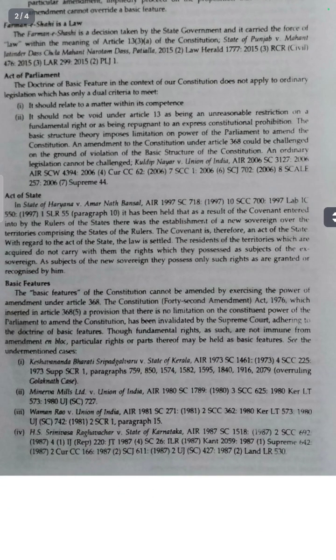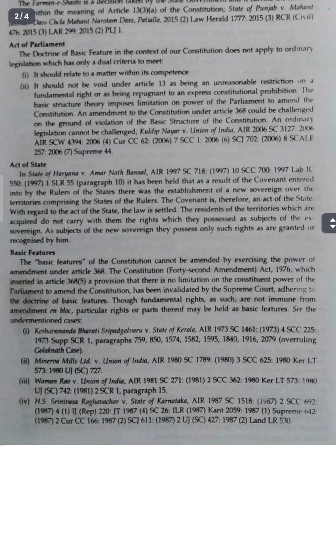The doctrine of basic features of our Constitution does not apply to ordinary legislation. Ordinary legislation has dual criteria to meet: it should relate to a matter within the legislative competence, and it should not violate Article 13 or impose unreasonable restrictions on the fundamental rights, being repugnant to express constitutional prohibition. The basic structure theory imposes limitations on the power of Parliament to amend the Constitution. An amendment to the Constitution under Article 368 could be challenged on the grounds of violation of the basic structure of the Constitution. Ordinary legislation cannot be challenged on this ground.